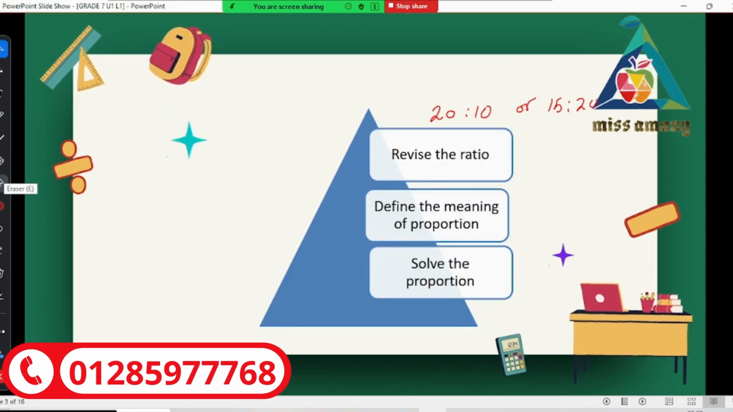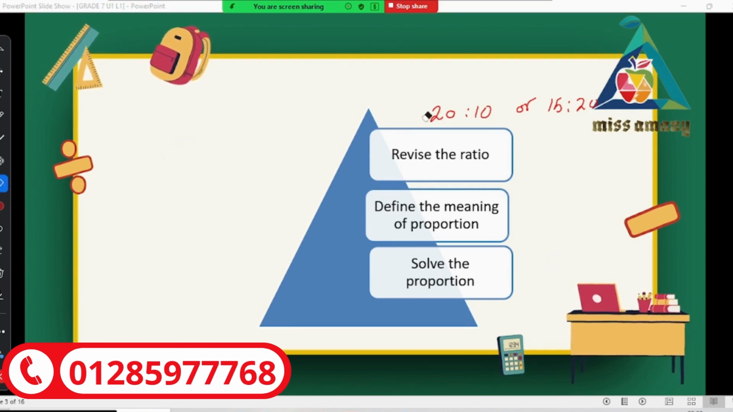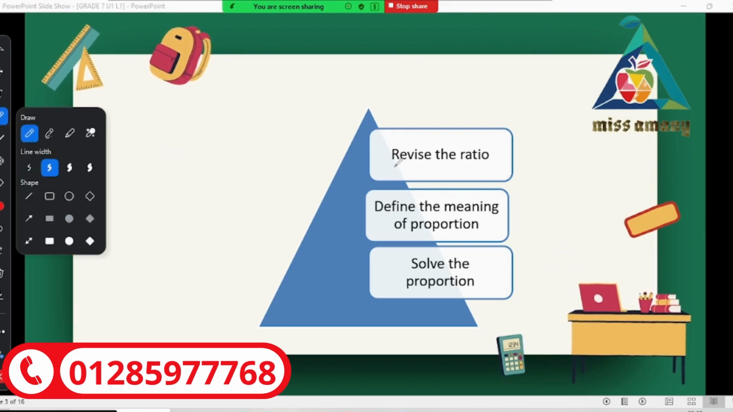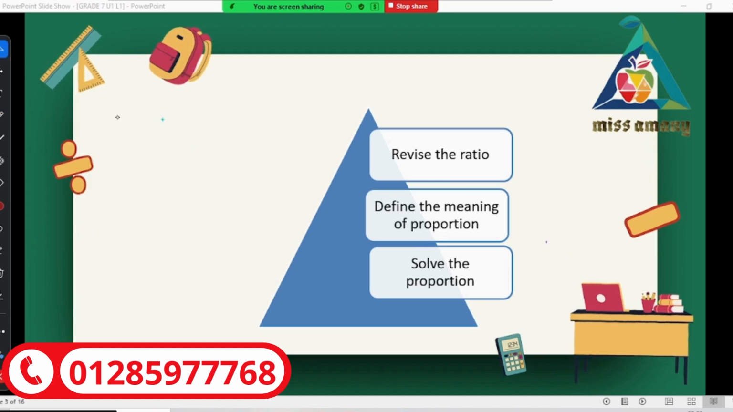Of our lesson, we will reach our objectives. First, revise the ratio. Second, define the meaning of proportion. Third, solve the proportion.